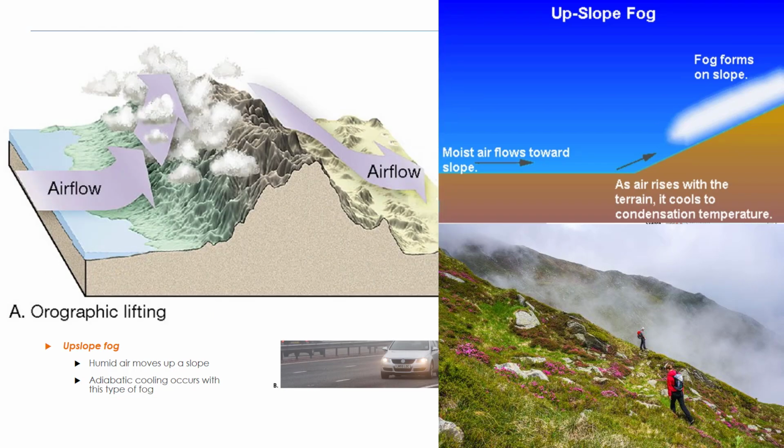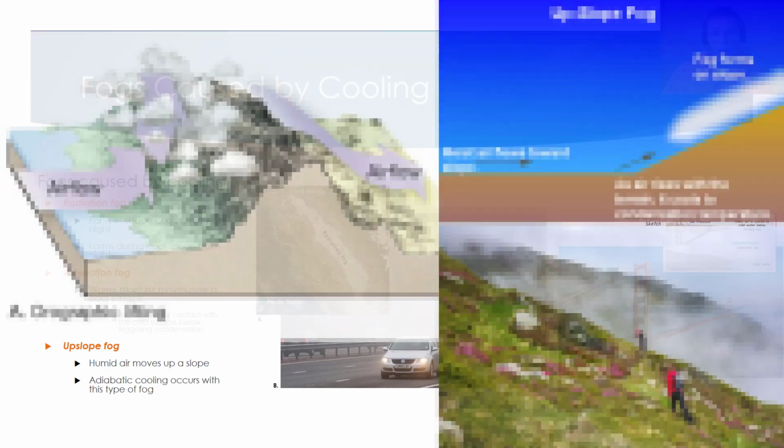The main difference between upslope fog and clouds formed via orographic lifting is that upslope fog will occur very close to the surface, whereas the cloud formation that will occur via orographic lifting will occur relatively high in the atmosphere, when compared to the level that fog forms.